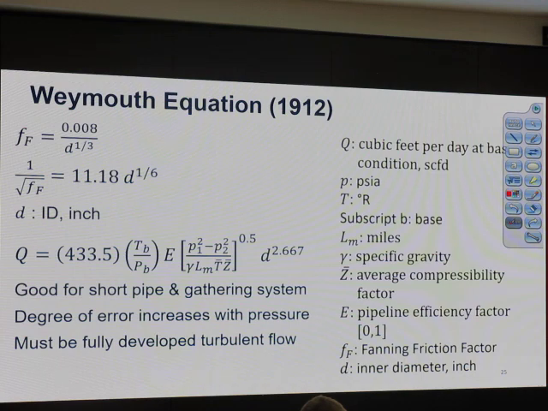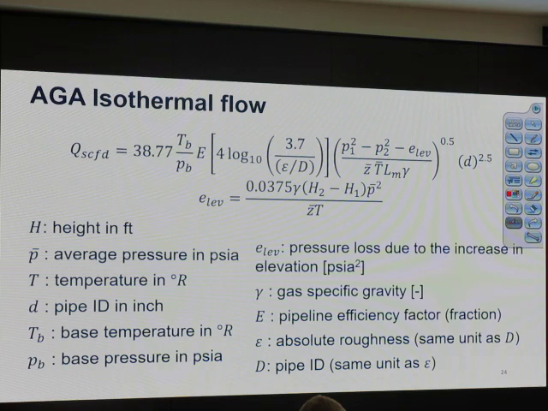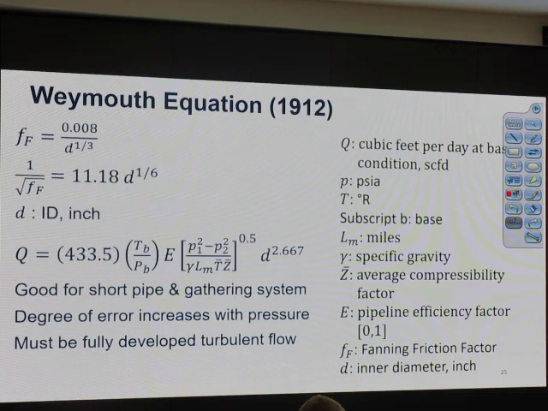So this is an easier form. The E value is just a fraction. I'll tell you, 0.99, 0.95 or something. So this is the Weymouth equation. It is good for short pipes and hydraulic systems. The degree of error increases with pressure. It must be fully developed turbulent flow. It's not good for laminar flow. Good for short pipes.